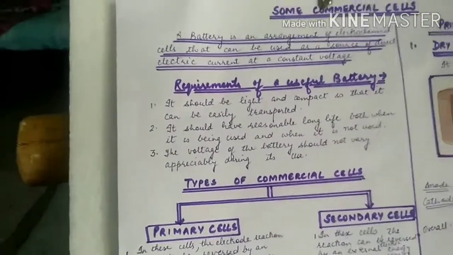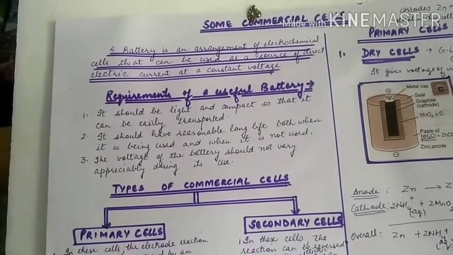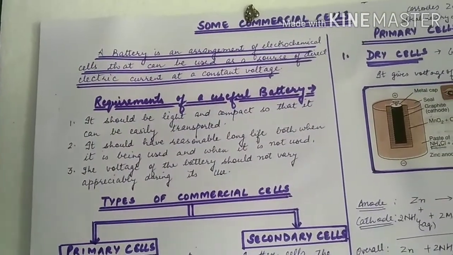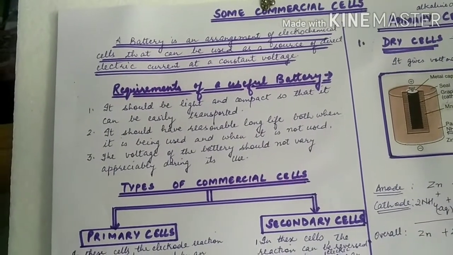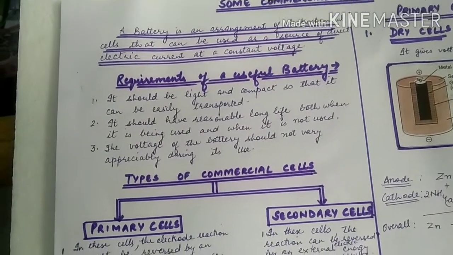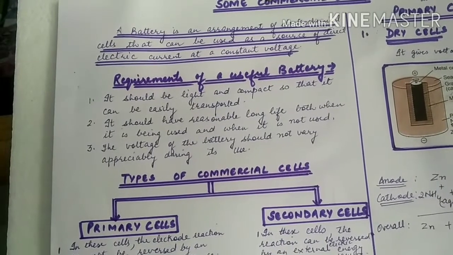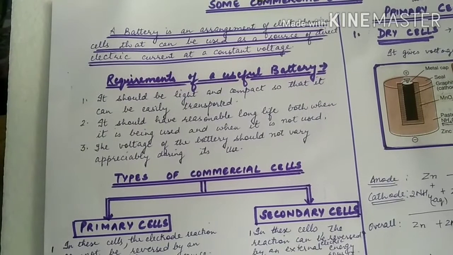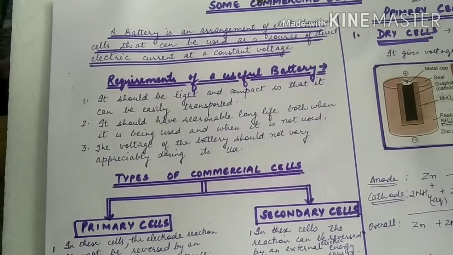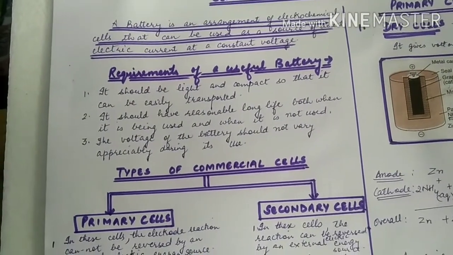Requirements of a useful battery are that it should be light and compact so that it can be easily transported. It should have a reasonably long life both when it is being used and when it is not used. The voltage of the battery should not vary appreciably during its use.